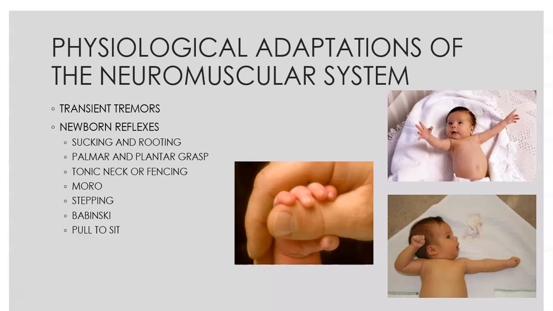With the tonic neck, that is the bottom right hand picture that you're seeing. Especially if you take their head and turn it to the side really quick, their arms will stretch out and they look kind of like a fencer, where whichever side their head's turned to, their arm is straight out and then the other one is curved. The Moro is that top picture. This is also known as the startle reflex. So when they hear a loud noise, or if you pick the baby up just a couple inches off the bed and then let them fall, they will fan their arms out and then pull them back.